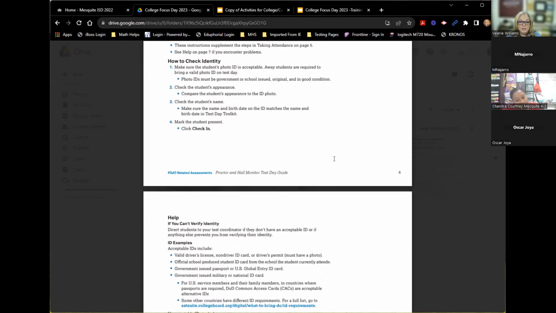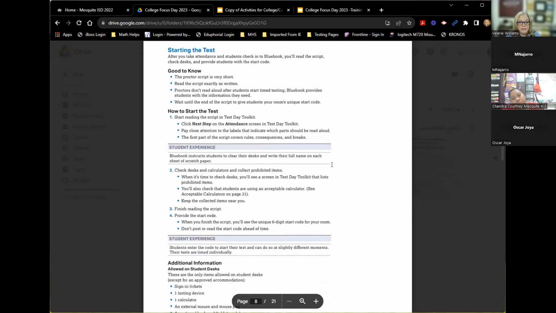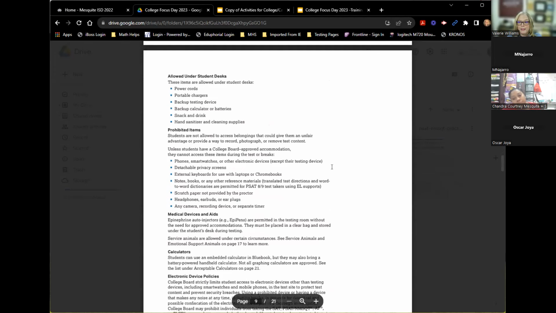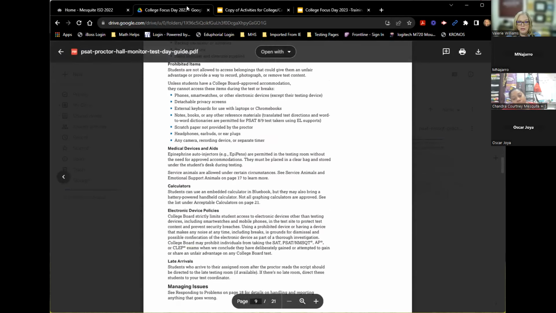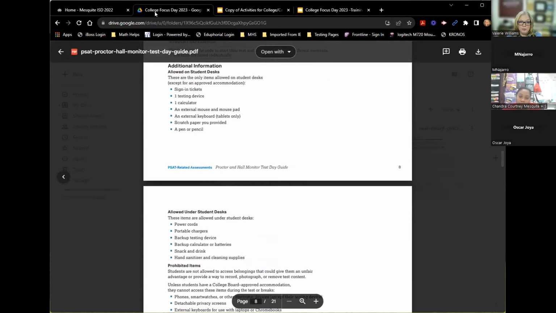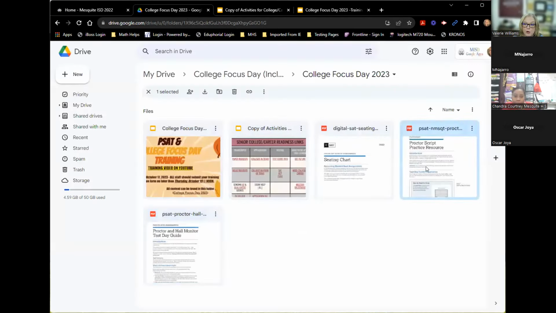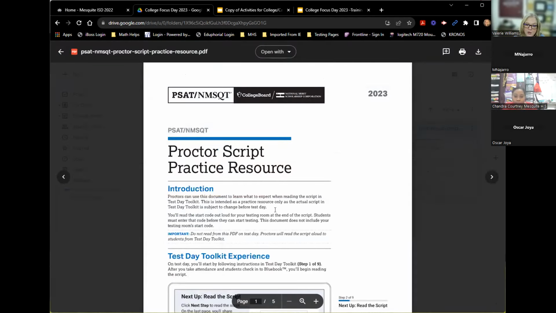So there are specifics in here that I know could be laughable and it may seem weird to us, but it also gives us a way that we can investigate these things. So you need to know the information that is in this folder. There's a proctor script. This is practice because remember, we're using the toolkit.